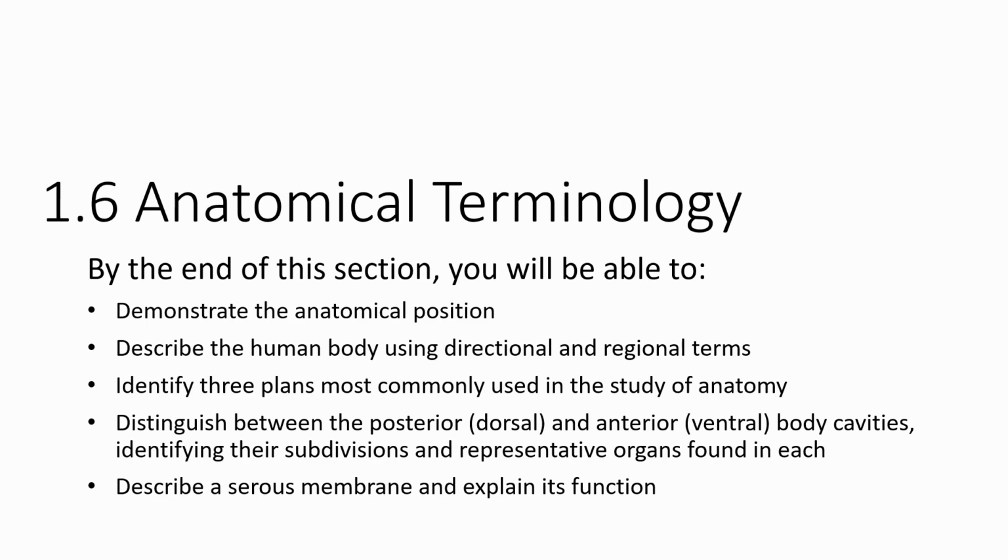So what are we going to focus on for this last bit of chapter 1? We're going to talk about anatomical position. We're going to talk about directional and regional terms used to describe the human body. We're going to talk about 3 different planes that are used within the study of anatomy, and then talk about posterior and anterior body cavities, subdivisions, and organs we can find in each of these little areas. And then we're going to talk about the serous membrane and explain its function.